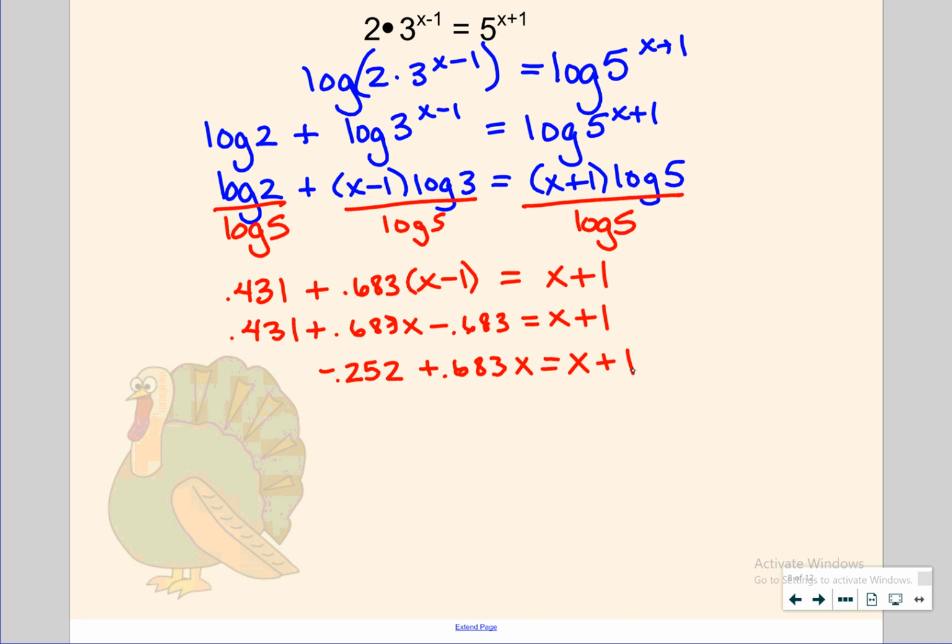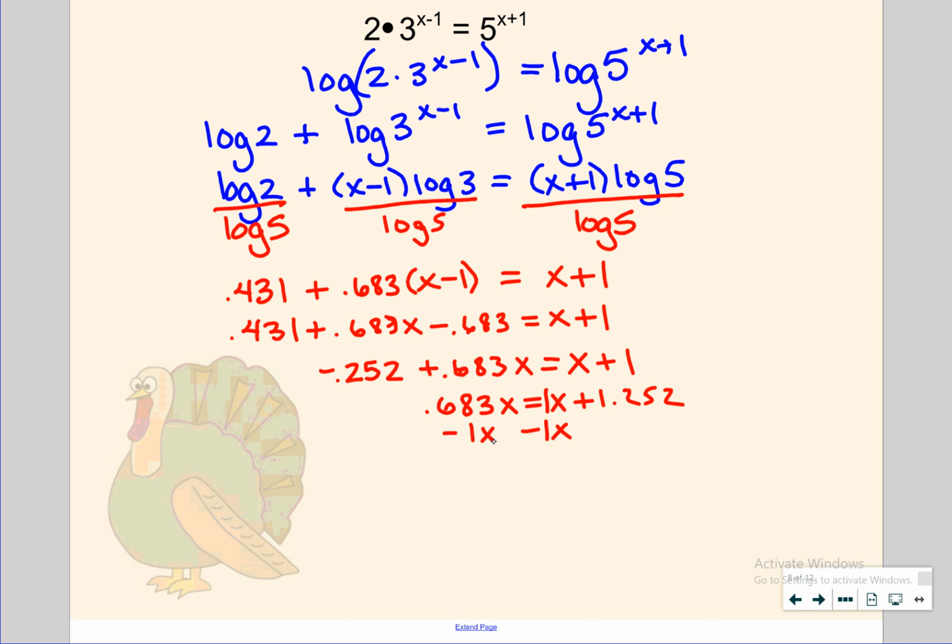Then I am going to, I don't know what I want to do. I'm going to add the 0.252 over. So 0.683x equals x plus 1.252. Put that over there. I need to get my x's together. Remember that x is a 1x. So I'm just going to subtract 1x on each side.